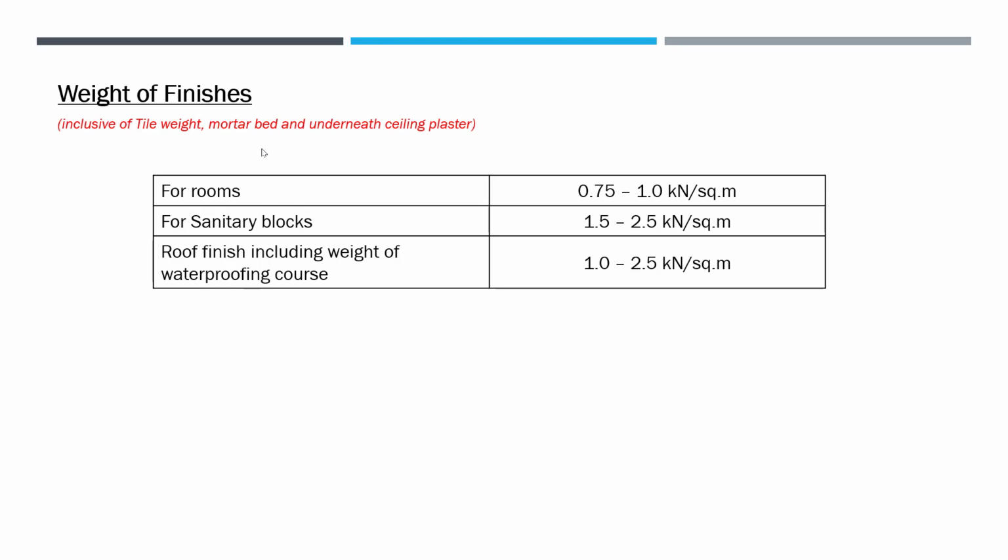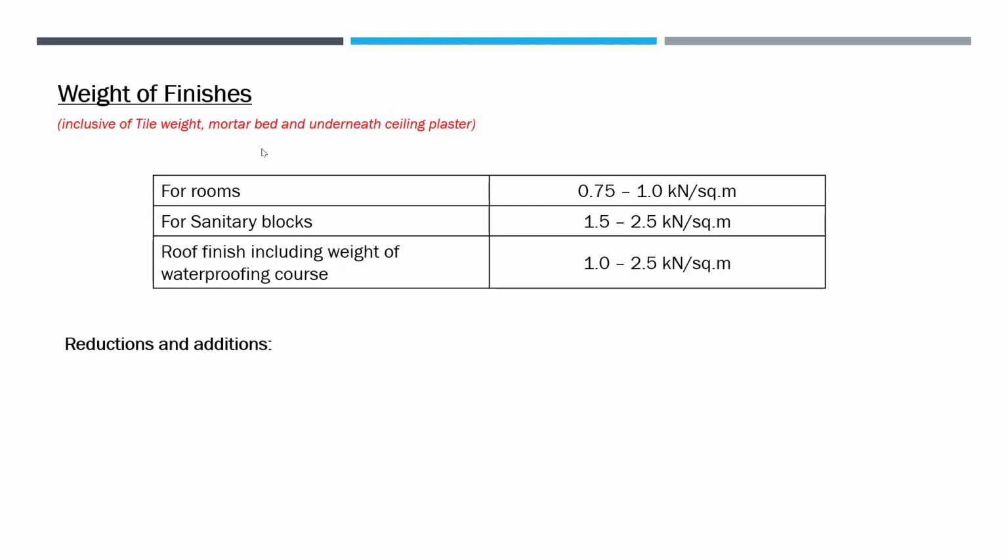Next is weight of finishes. The finish value is inclusive of weight of tile, mortar bed and underneath ceiling plaster. For rooms we can take it to be 0.75 to 1 kilonewton per meter square. For sanitary blocks it's 1.5 to 2.5 kilonewtons per meter square. For roof finishes, including weight of waterproofing course, it's 1 to 2.5 kilonewtons per meter square.